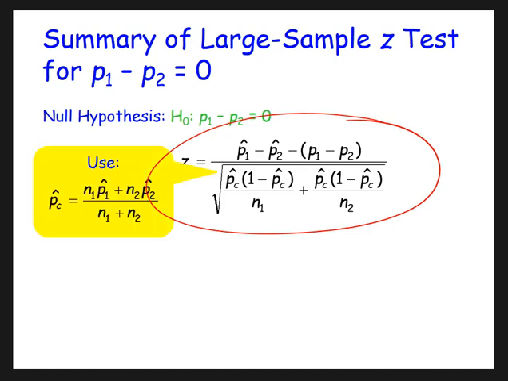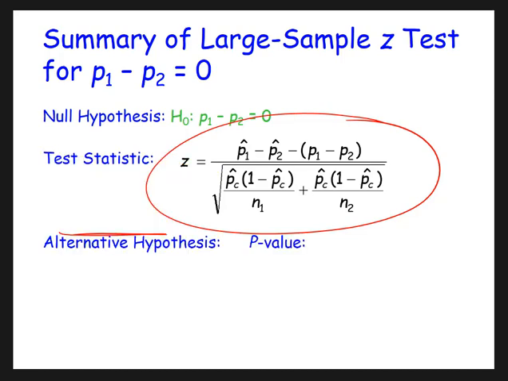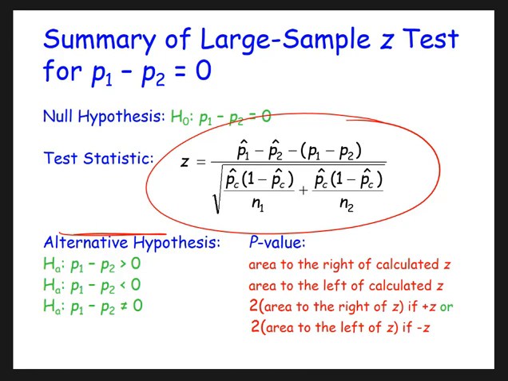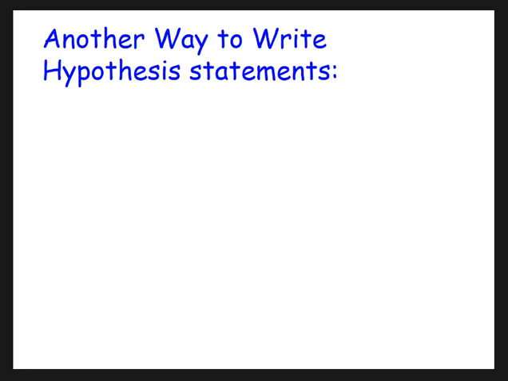Again, that is that combined p-hat, combining the two proportions from the samples. The alternative hypothesis p-value is found the same way, depending on whether it's right-tailed, left-tailed, or two-tailed. So another way to write the hypothesis statements, rather than saying p1 minus p2 is 0, is that as long as that difference is 0, we can just say p1 equals p2. And the same for the alternatives.